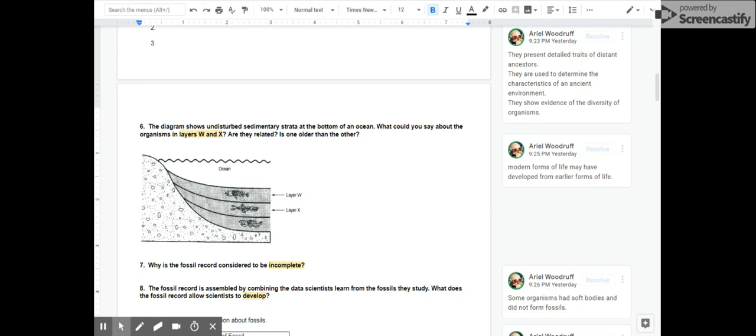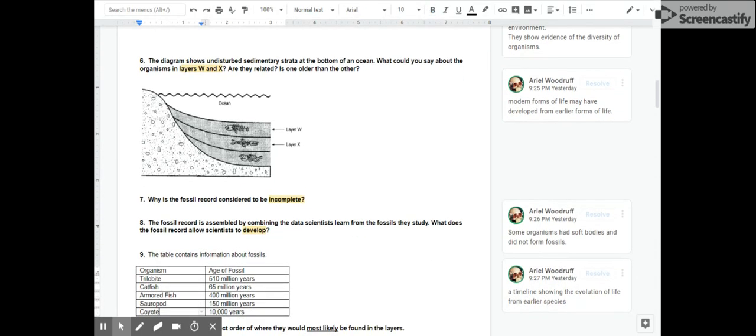So one of the things that we can infer here is that modern forms of life may have developed from earlier forms of life. So here we have a fish-like creature that looks pretty simple. We move up, and this fish-like creature has gotten a little bit more complex, and then again gets more complex as the time goes on. But because they are similar, we can assume that they were related. So then one would descend from the other. So we know layer X came before layer W. Layer W did not come before layer X. Most recent on top, oldest on bottom. We'll come back to that in another question.